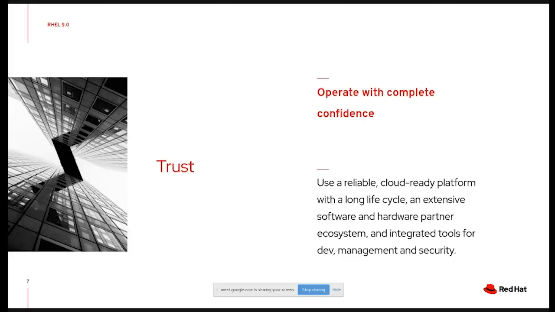Now, this is something that we at Red Hat work every single day to make sure that you can operate with complete confidence in the facilities and technologies that we supply to you. You need to have a reliable, cloud-ready platform that's got the long life cycle that you need for your enterprise, that it's tied in with the partners, that it has tools for managing the devices, managing the security profiles, and so on within that hybrid cloud. And so these four pillars, innovate, optimize, protect, and trust, are how we are framing the conversation about our subscriptions.